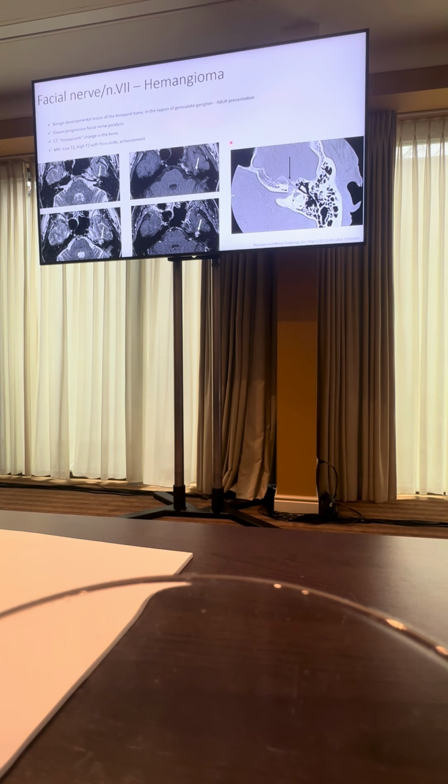Hemangioma, typical lesion, you will certainly see it a few times in your career. These are benign lesions of the temporal bone in the region of the geniculate ganglion. Patients have an adult presentation, so no kids, and it's a slower, progressive facial nerve paralysis. On CT, you see the honeycomb change in the bone, and on MRI, you have what we know from hemangioma, so a little bit of enhancement. Sometimes you see the flow voids, but it's not enhancing as much as, for example, infection or inflammation.